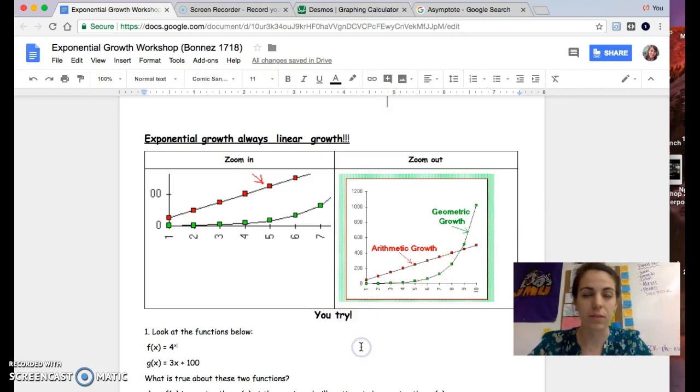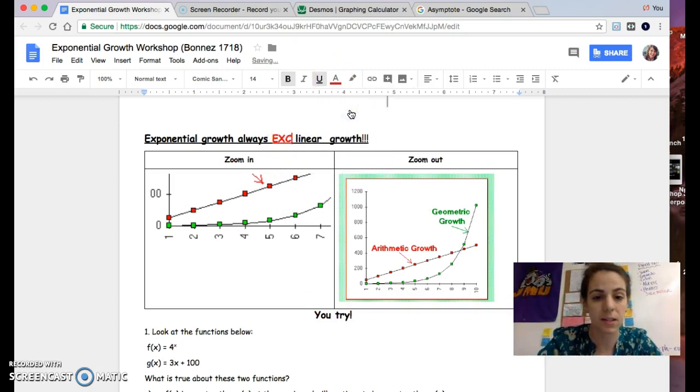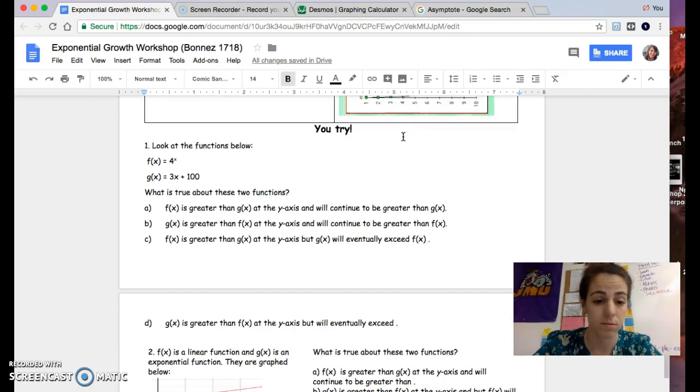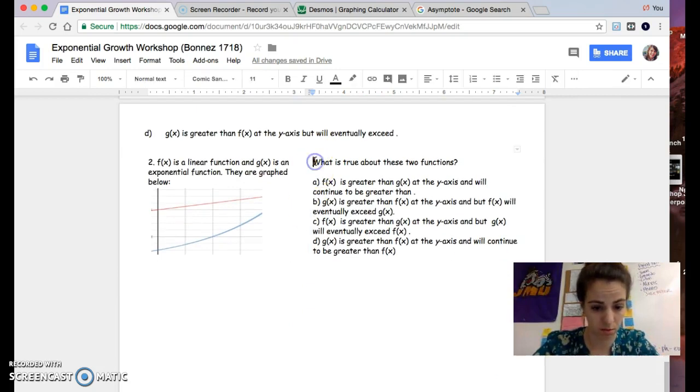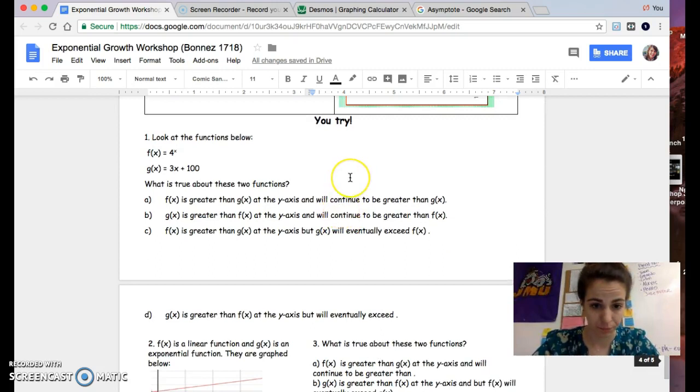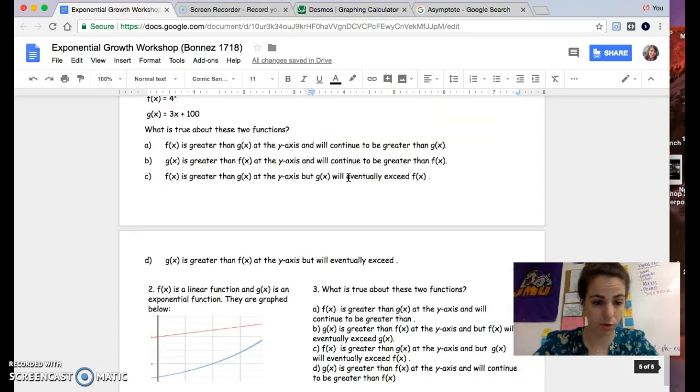So no matter what, eventually you have exponential growth. Exponential growth will always, always exceed linear growth. Go ahead and fill that in. Exponential growth will always exceed linear growth. And what you should do now is you should try to answer questions 1, 2, and this should say question 3. Okay, so go ahead and pause and try those 3 questions.